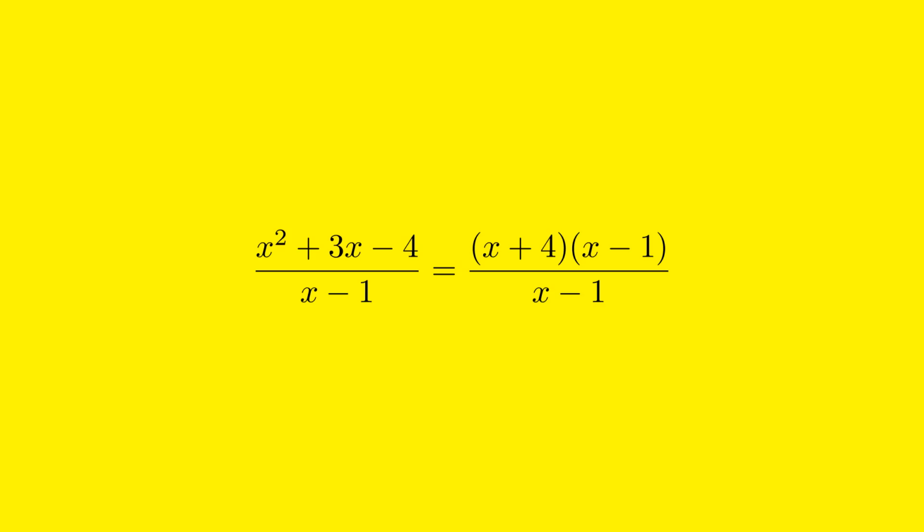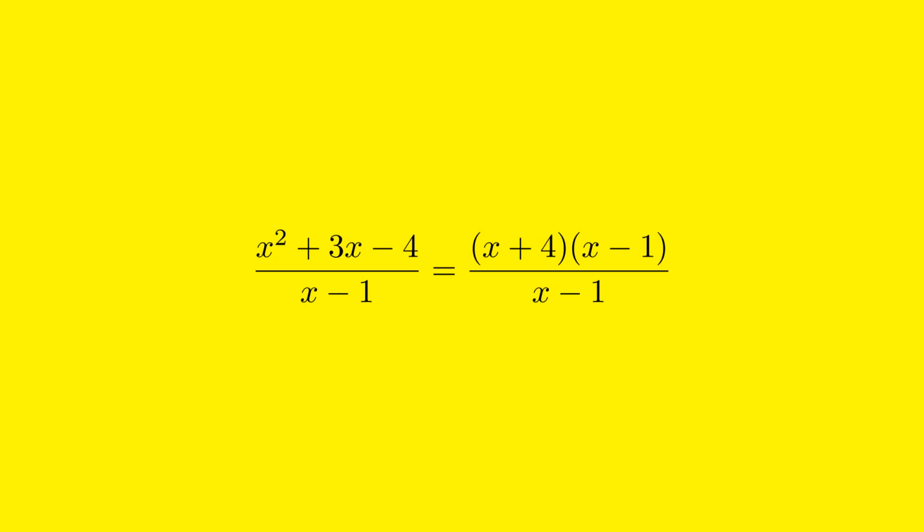Step 1 in solving the problem: to reduce the rational expression to lowest terms, first factor the numerator. The given expression is x squared plus 3x minus 4 over x minus 1. We will start by factoring the numerator, which is a quadratic expression.